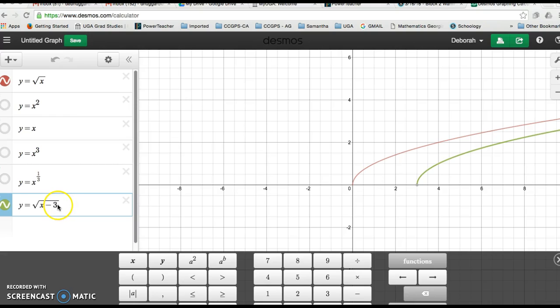So let me ask you a question. What if what's happening is not under the radical? What if it's outside of the radical? What if it's plus 3? That moved it up. Well, hasn't it always? If something isn't happening with the x in the problem, but it's sort of happening at the end, that's the up or down shift. And in this case, plus 3 moved this entire graph up 3.